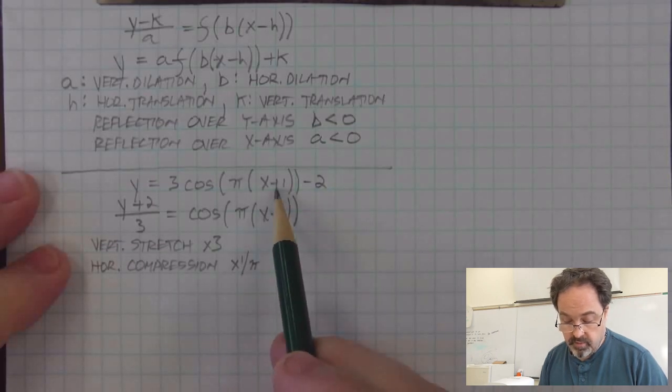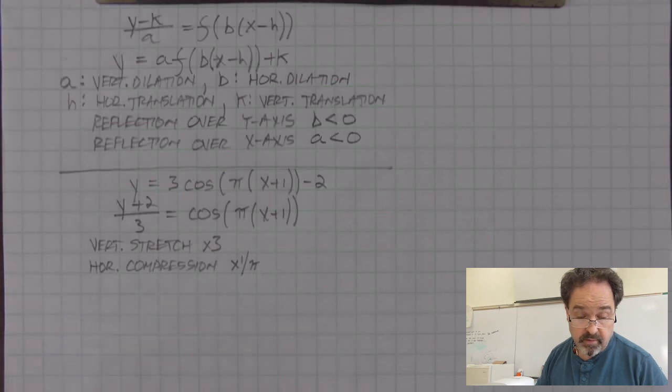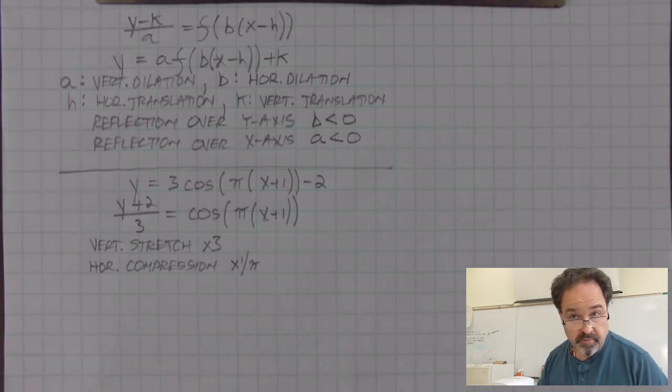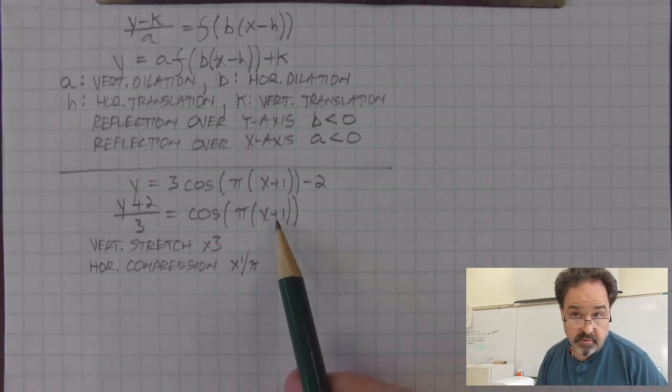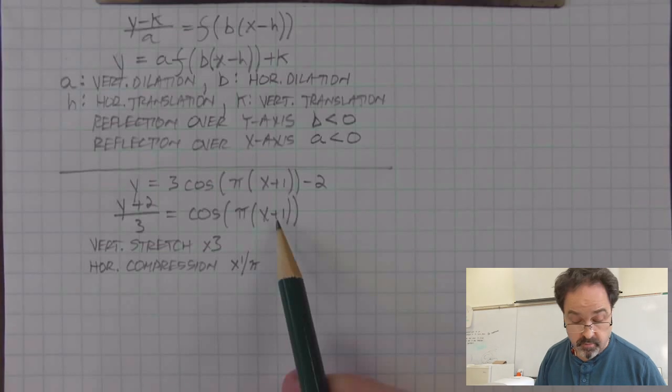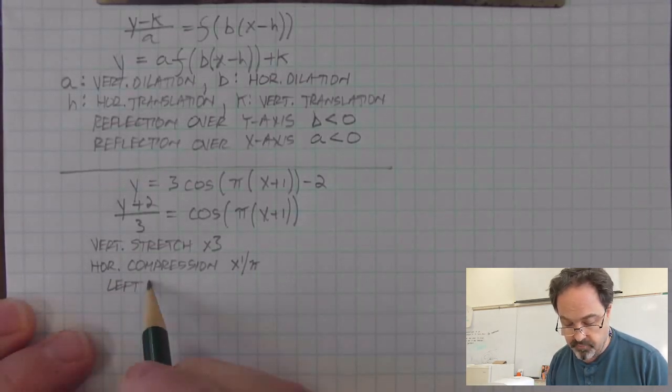The 1 is being added to x, so it's going to be a horizontal slide. Addition, we think, goes to the right. It's counterintuitive. We're going to slide horizontally to the left by 1. Or we could simply say left 1.